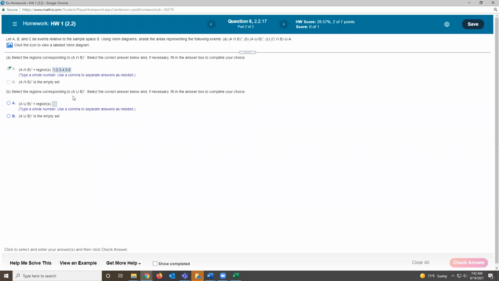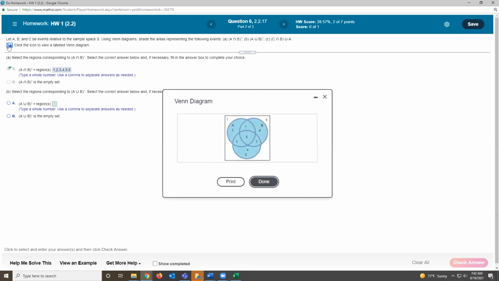Select the region corresponding to (A union B) whole complement. So let's open the diagram again. A union B is the collection of everything in A and B. So basically the top two circles represent A and B. So that means 2, 7, 6, 3, 8, 5 is A union B. Let's list it: 2, 7, 6, 3, 8, 5.